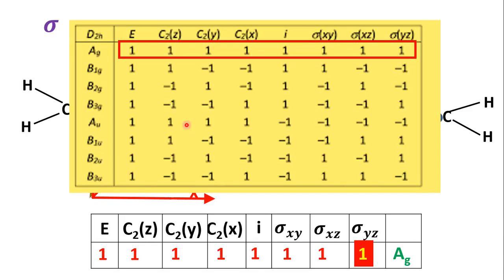And if you look at the D2H character table, when you have all values as +1, this corresponds to Ag, and so the symmetry of sigma bonding molecular orbital is Ag.